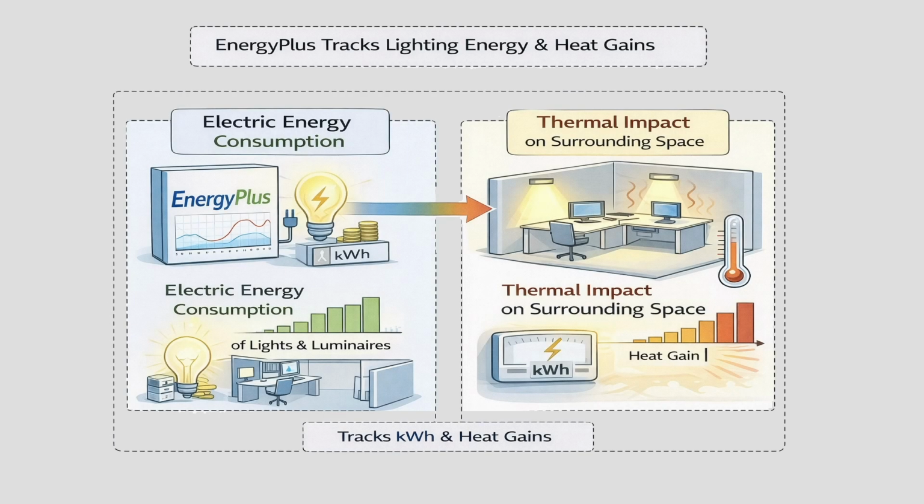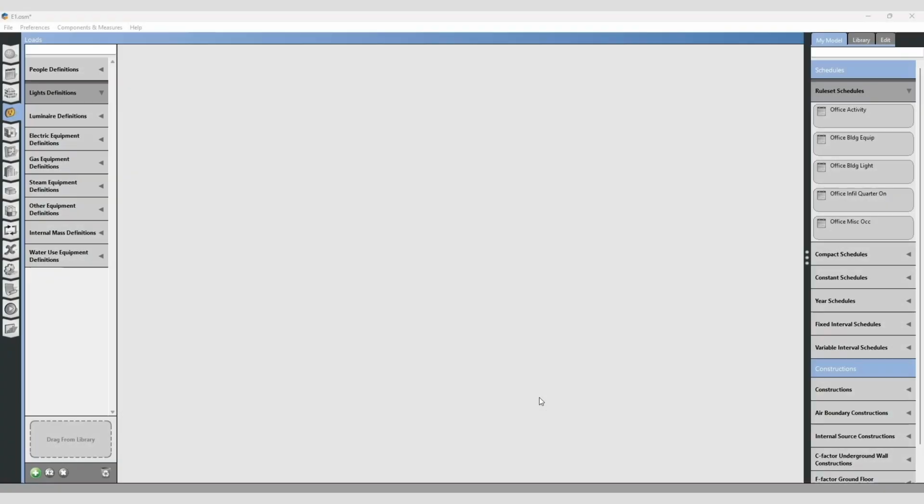What EnergyPlus does very well is track two key things: the electric energy consumption of lights and luminaires, and most importantly, the thermal impact of that energy on the surrounding space. Every watt of electricity that goes into a light eventually turns into heat inside the building, or leaves through the return air, and that heat directly affects heating and cooling loads. EnergyPlus also supports daylighting controls to automatically dim or switch off electric lights when enough natural light is available. We'll cover that in detail later. Now, back to defining lighting loads in OpenStudio.